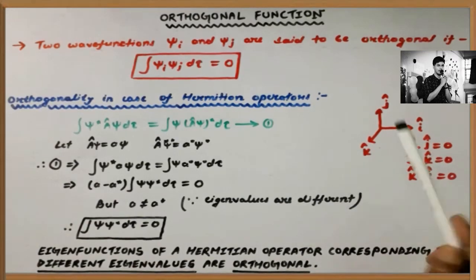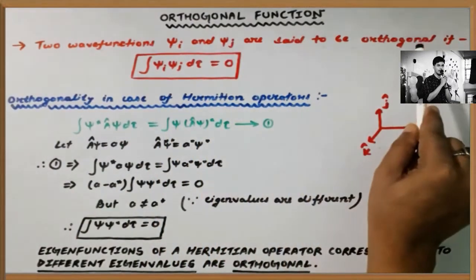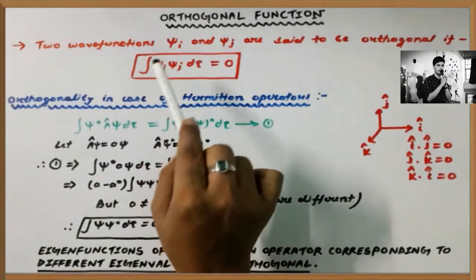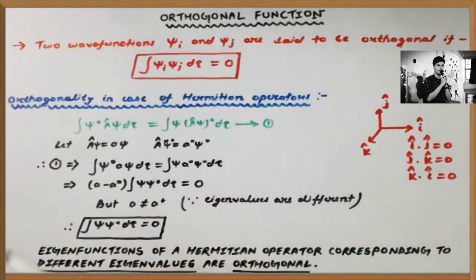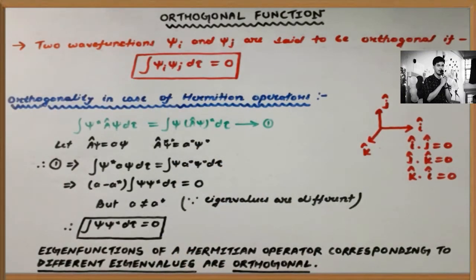Now, mathematically, two wave functions psi i and psi j are said to be orthogonal to each other if the integration of psi i psi j d tau is equal to 0, where d tau is the volume element. If you remember, in the case of the normalization condition, the integration of psi star psi d tau gives us 1. But in the case of the orthogonal condition, we have to consider two wave functions, and those wave functions cannot overlap with each other, and hence they give us the orthogonal condition.